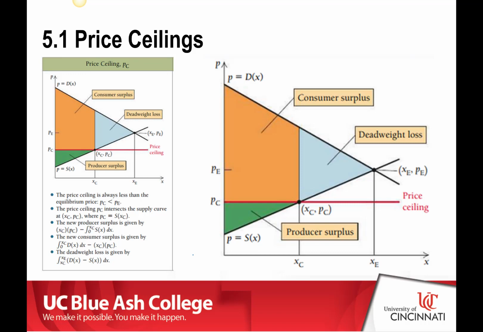Let's take a look at what happens with a price ceiling. First off, the price ceiling, P sub C, is always going to be less than the equilibrium price. The objective here is to create a savings for the consumer. What's going to happen is there's a trade-off. At this equilibrium price, the consumer would gain all of this area up here, both the top part of the orange as well as the top part of the blue.